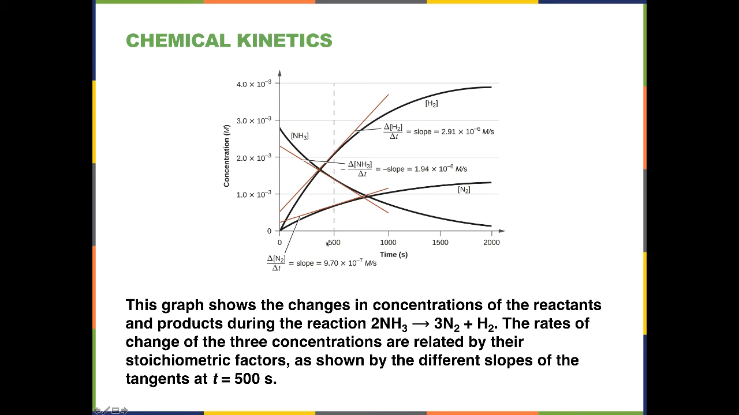And if you look at the numbers, here the slope's 9.7 times 10 to the minus 7. If you multiply that by 2, you get approximately 1.94 times 10 to the minus 6. And if you multiply this same number by 3, you get approximately 2.91 times 10 to the minus 6. Now obviously it's not exactly that way, but that shows the relationship is 1 to 2 to 3, which is consistent with the coefficients that are seen in this equation.